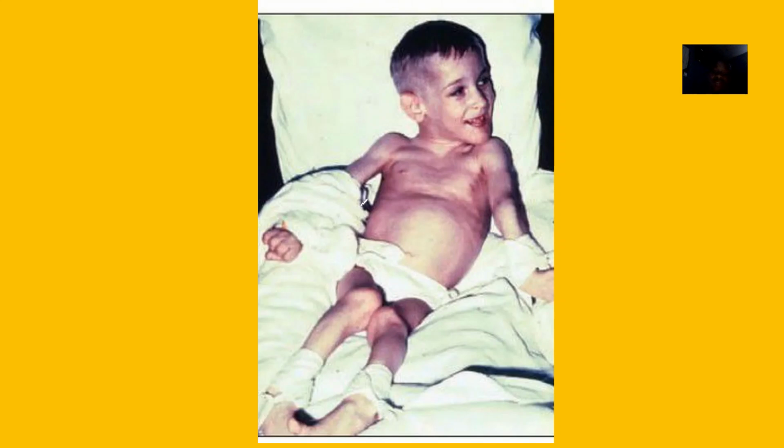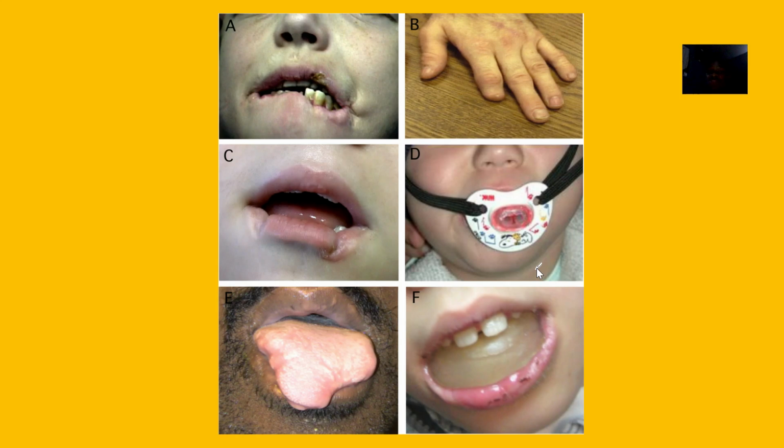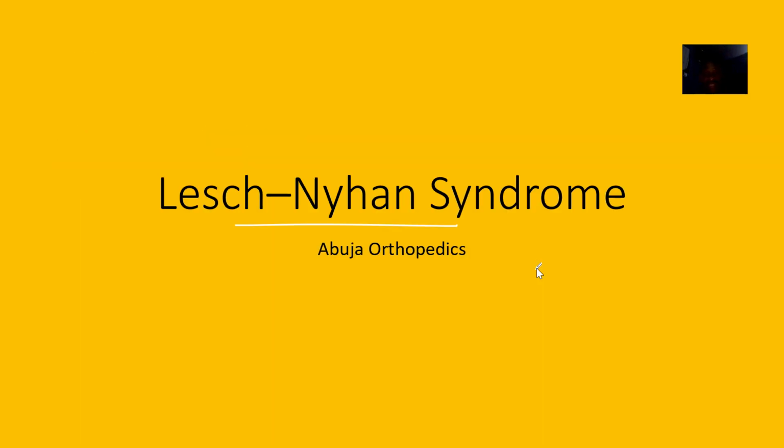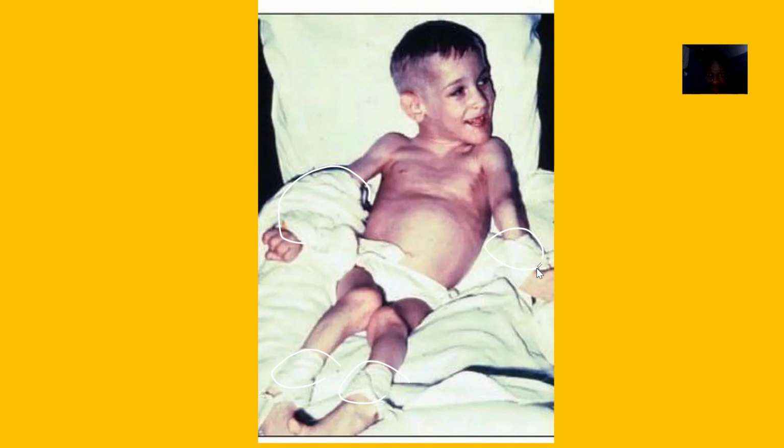Now, if you look at this boy, they tied his hand, because if they let him be to himself, they tied his legs, they tied his other leg, they tied the other hand. He's looking friendly, right? But if they allow him to himself, he can injure his mouth, injure his tongue, bite his hands out. Bro, it's a really crazy thing. So what's Lesch-Nyhan syndrome?